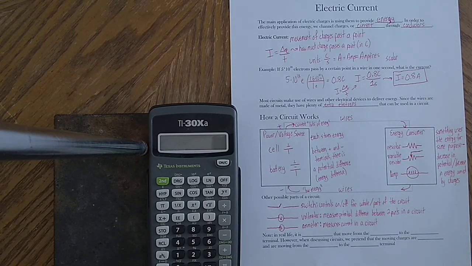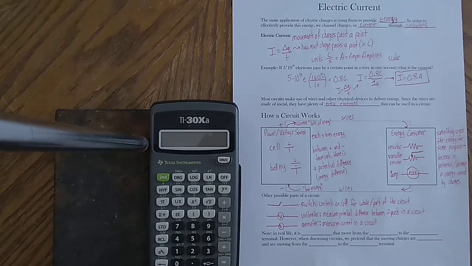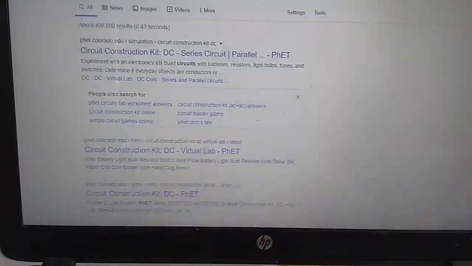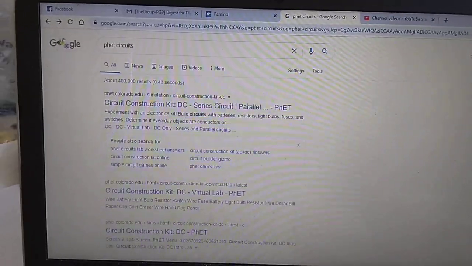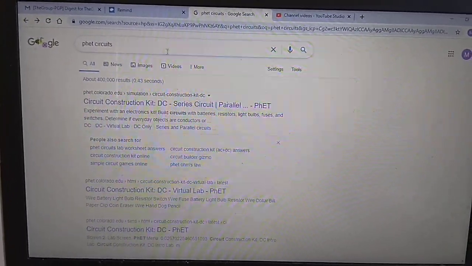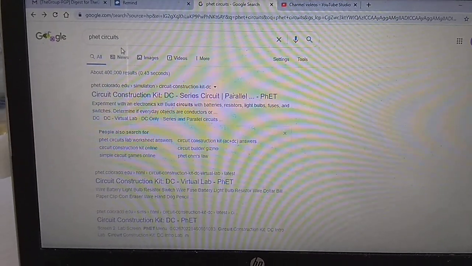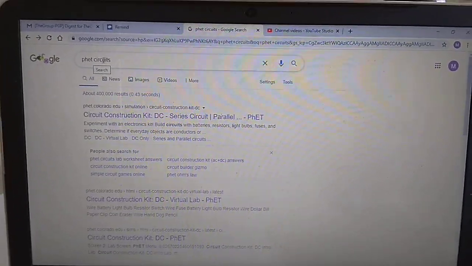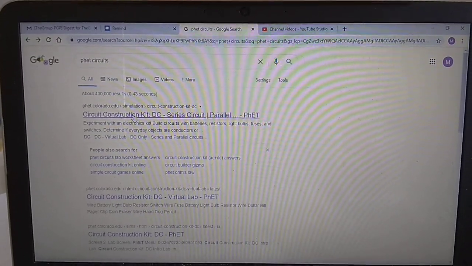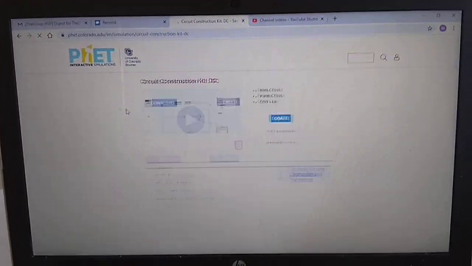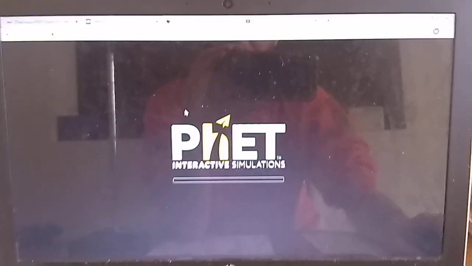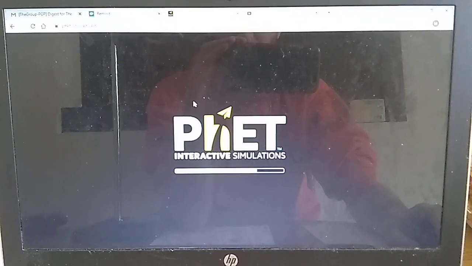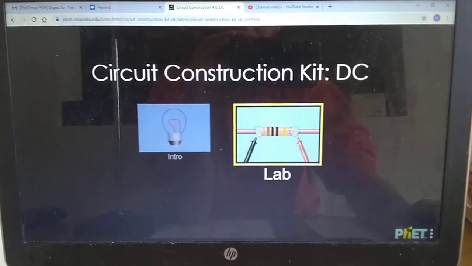So what I'm going to do is I'll show you exactly where I go to get this simulation. So I'm going to take the phone here. I'm going to go to the computer. Okay. Now, what we have here is if you Google PHET, you guys have used this simulation before, circuits. The first one that comes up is the Circuit Construction Kit DC. And you want to start it, and this will work on phones too, I did check this out. And you want to choose the lab, okay?